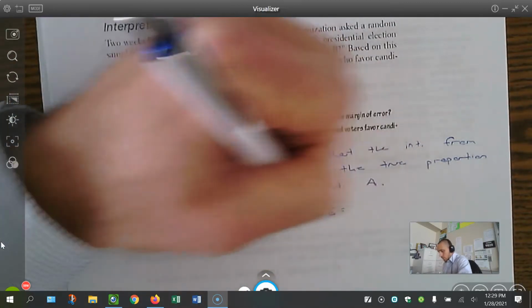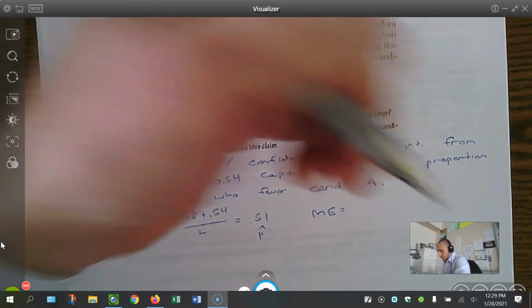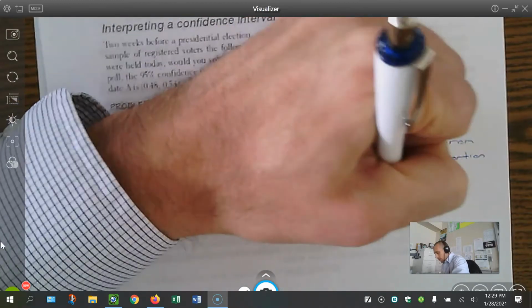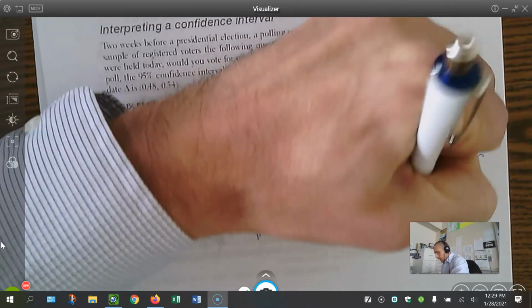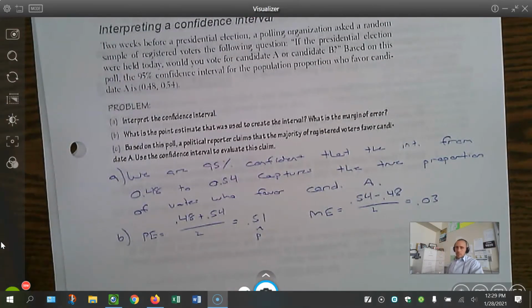Your margin of error, what am I adding and subtracting to that? You can probably figure it out in your head, but it's nice to have a formula to fall back on if you get some messy decimals. 3%.